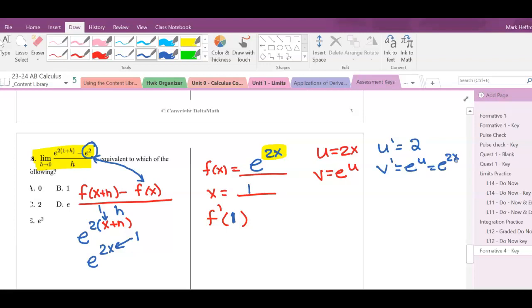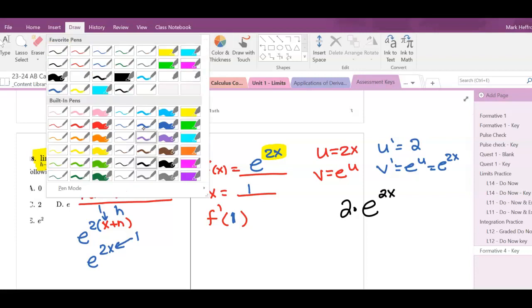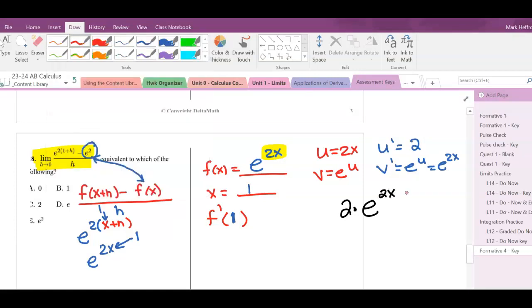So now I will find the derivative here. We have 2 times e to the 2x, plugging in 1, we have 2 times e to the 2 times 1, or 2e squared.